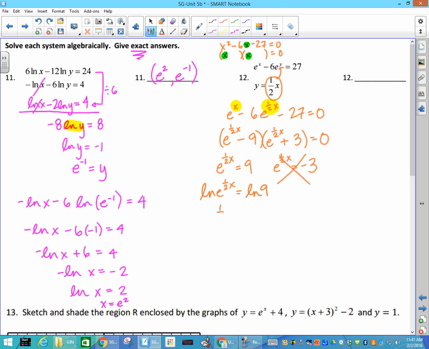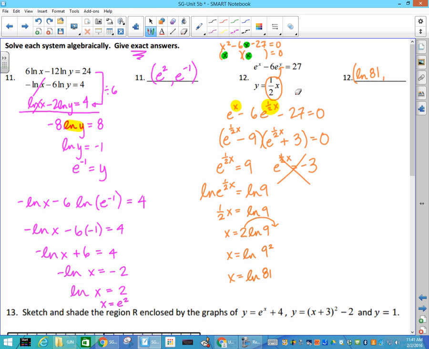This simplifies to 1/2 x equals ln of 9. How do I solve that? I multiply by 2, so that's this. But again, that's not in simplified form because this guy can be moved to the exponent. So it's x equals the ln of 9 squared. And what is 9 squared? It is 81. So my x-coordinate is going to be the ln of 81.